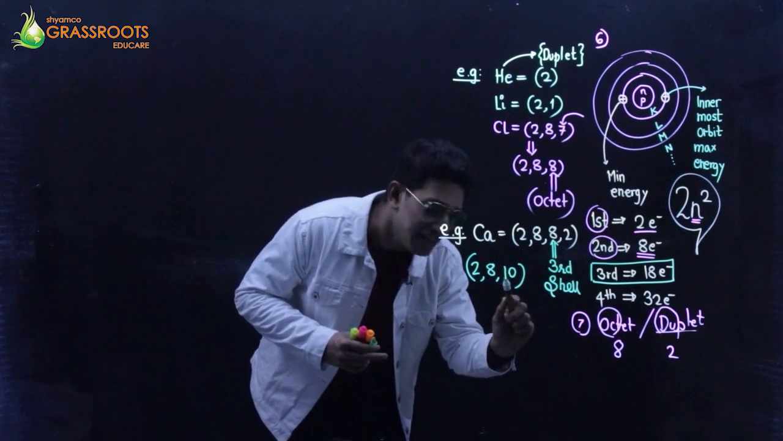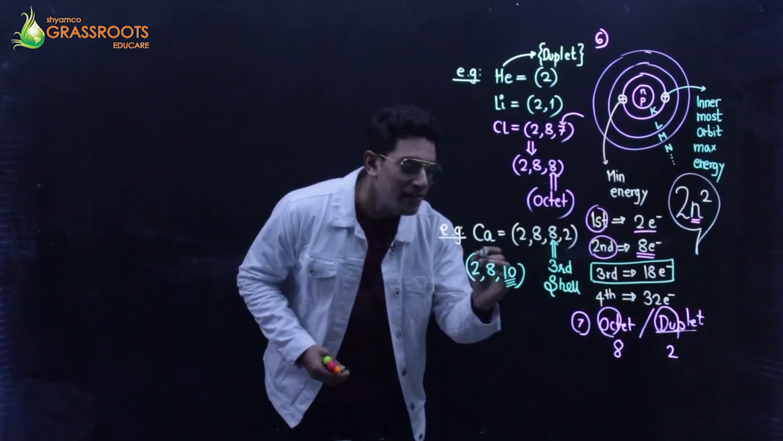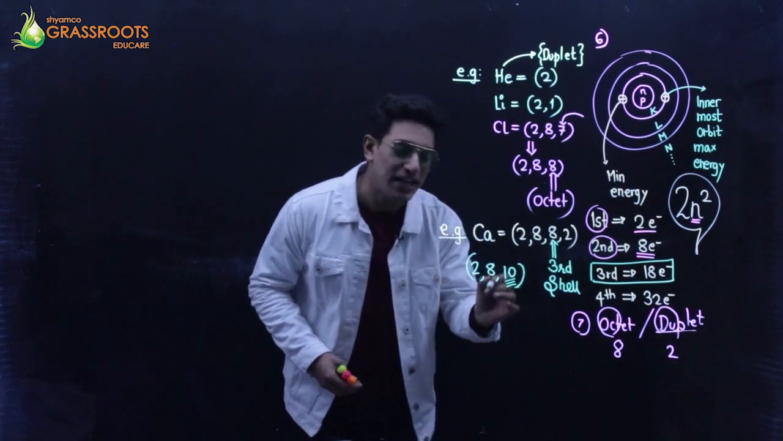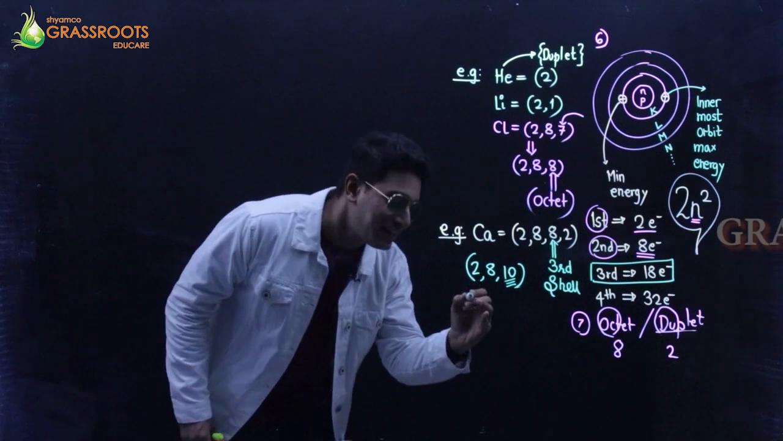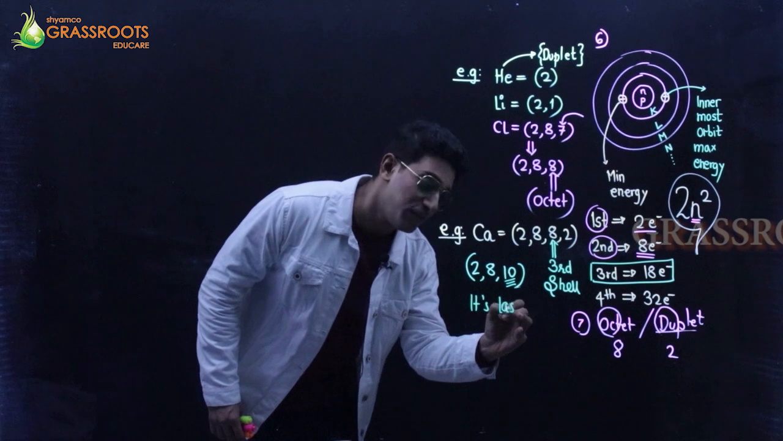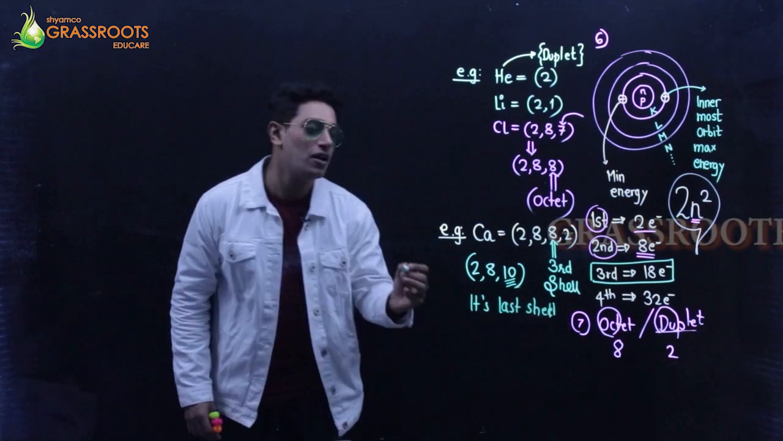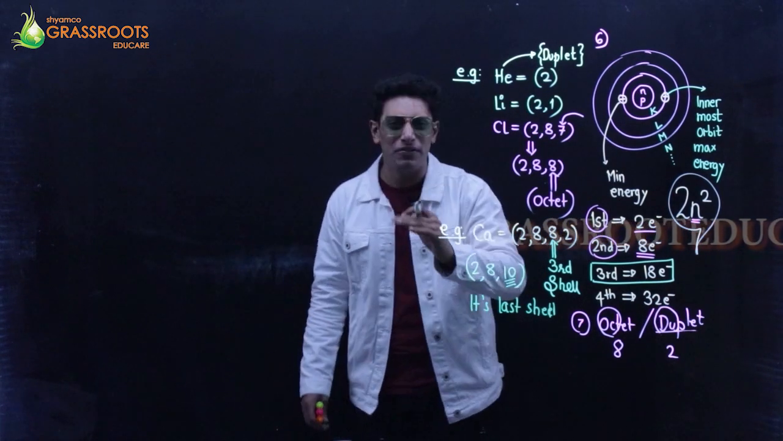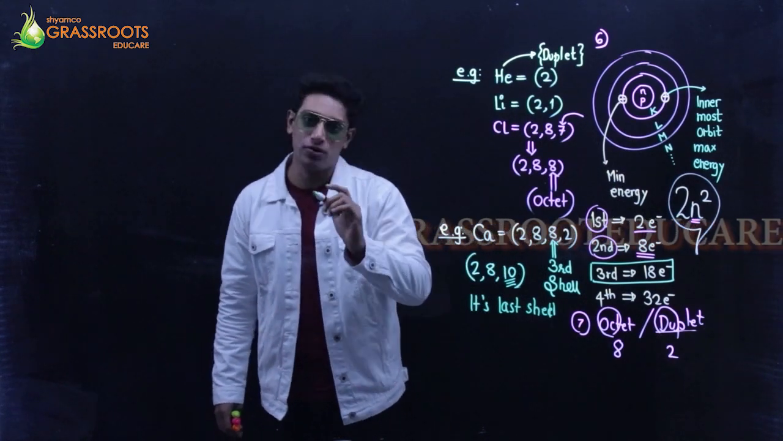If it is the last shell, then 10 electrons, though within the capacity, within the limits, it won't take it because it's the last shell. And there is another rule: if it is the last shell, then come what may be the capacity of the shell to hold electrons, it will only hold 8 electrons.